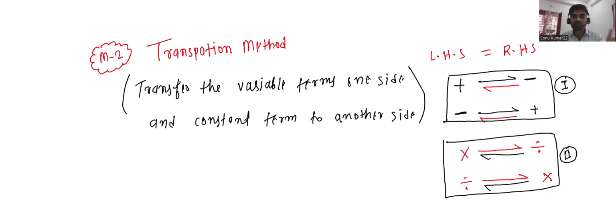The same example I am going to discuss: 2x plus 3 is equal to 7. With the help of the transposition method, are we getting 2 as the right answer or not? Let's see the example. Our main aim is to solve the question in a better way.